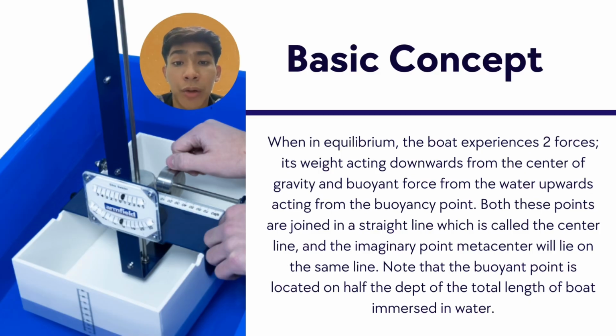When in equilibrium, the boat experiences two forces: its weight acting downward from the center of gravity, and the buoyant force from the water acting upward from the buoyancy point. Both these points are joined in a straight line, which is called the center line, and the imaginary point, the metacenter, will lie on the same line. Note that the buoyancy point is located at half the depth of the boat immersed in the water.